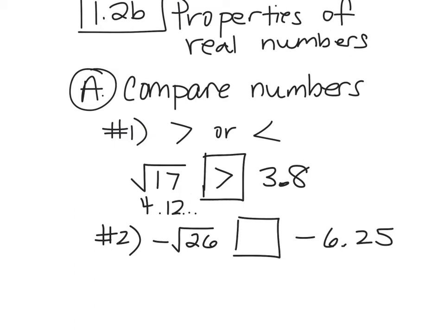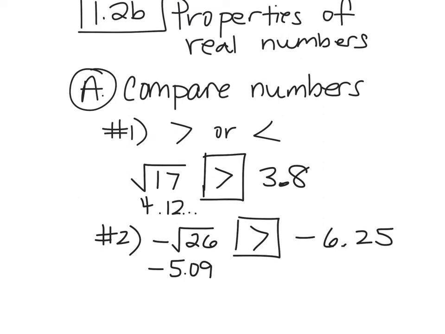That is negative 5.09, about. Is that going to be greater than or less than negative 6.25? It's greater than. So negatives work the other way. The smaller the number is negative, the better. All right, so that's just comparing. I think you got that pretty good.